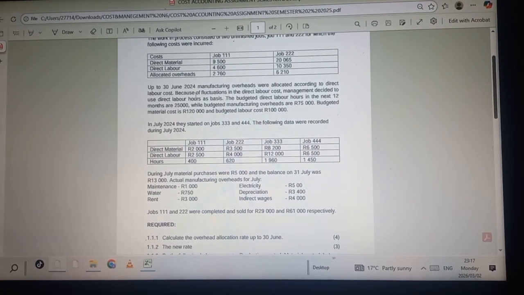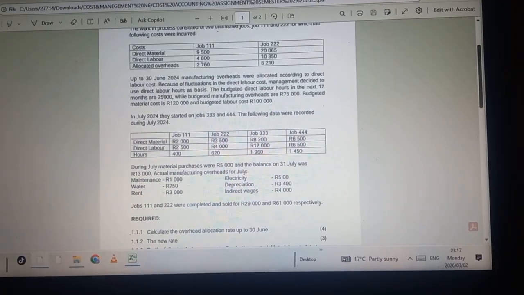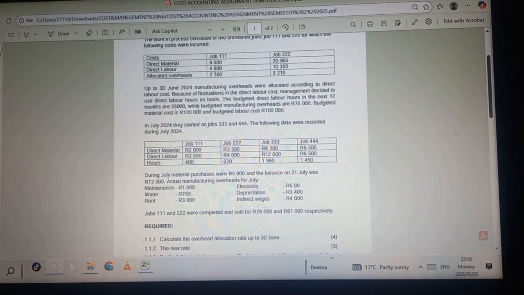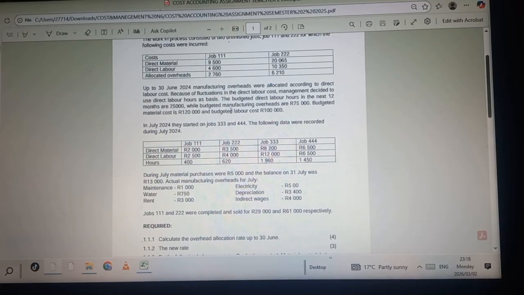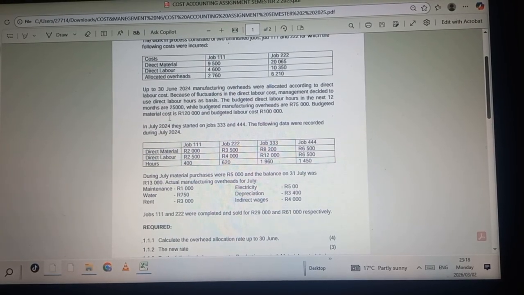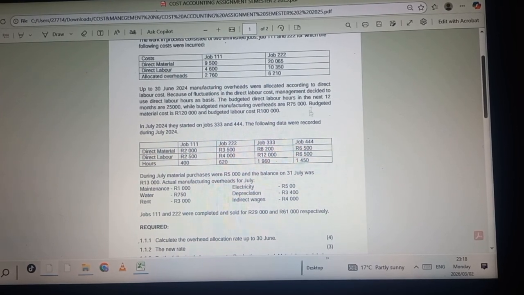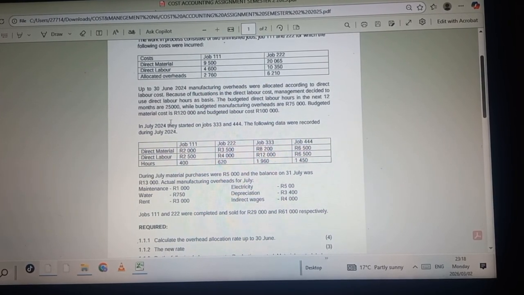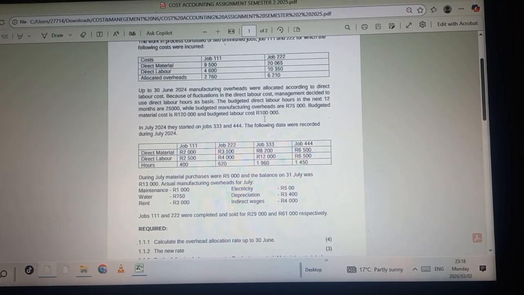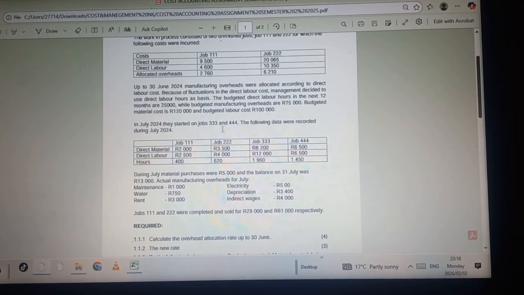Up to 30 June 2024, manufacturing overheads were allocated according to direct labor cost. Because of fluctuations, management decided to use direct labor hours as basis. The budgeted direct labor hours in the next 12 months are 25,000, while budgeted manufacturing overheads are 75,000. Budgeted material cost is 120,000 and budgeted labor cost is 100,000. In July 2024, they started on job 333 and job 444.